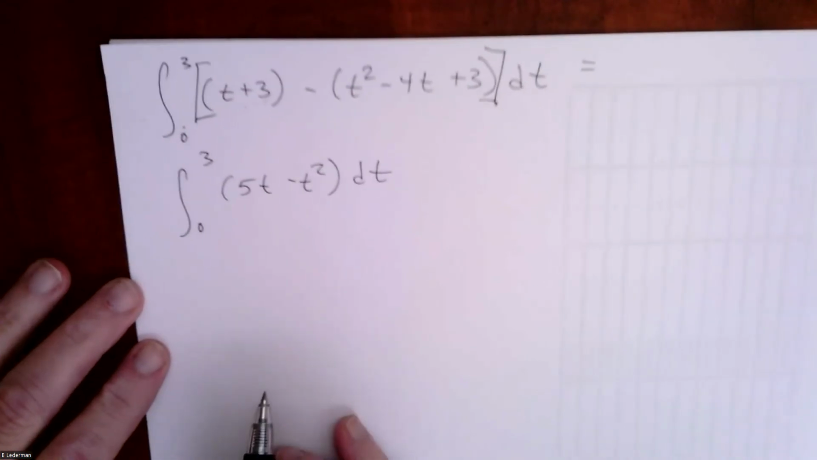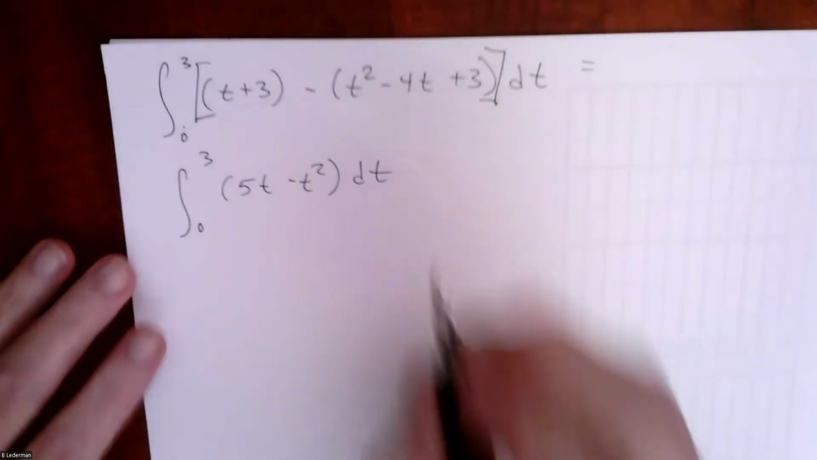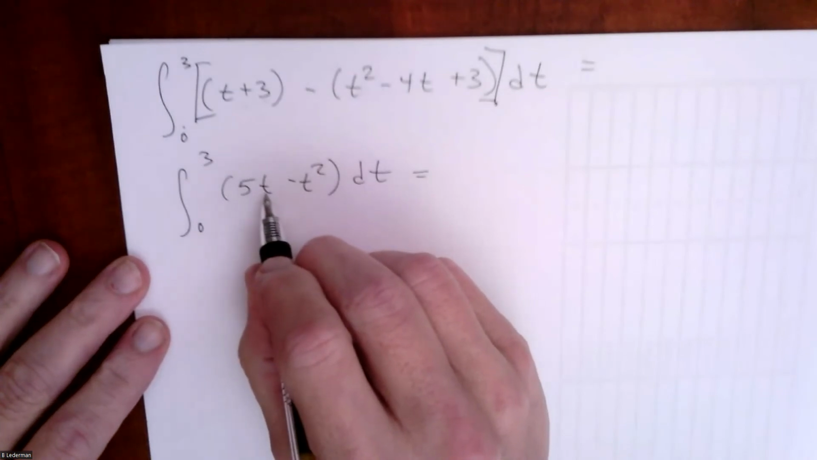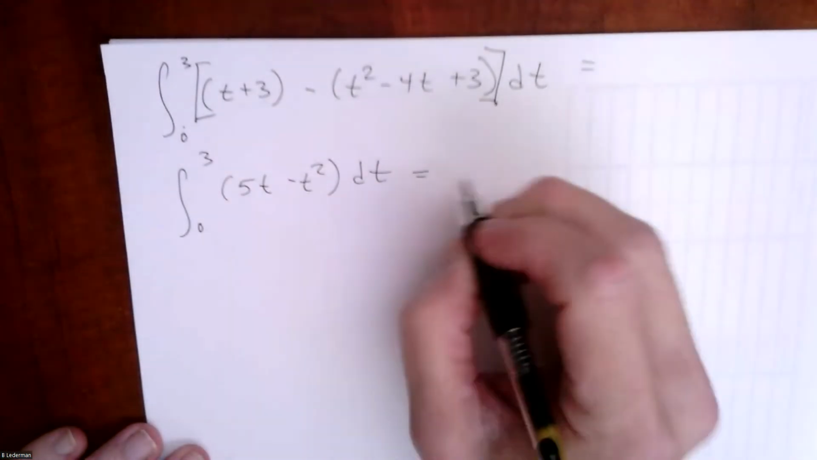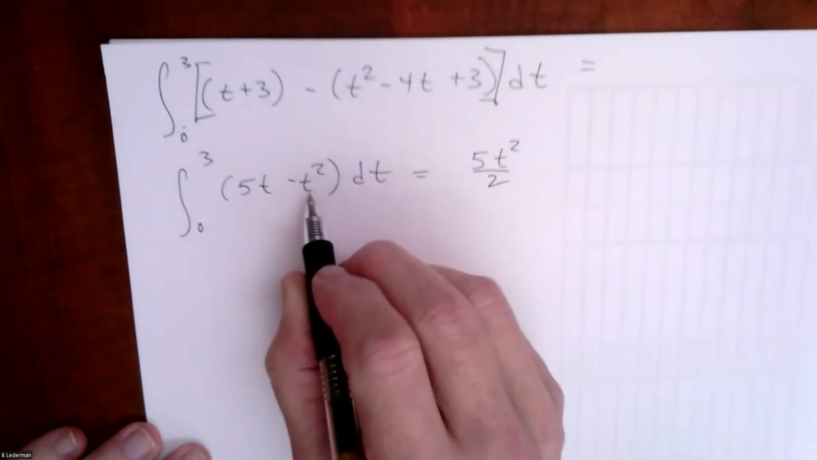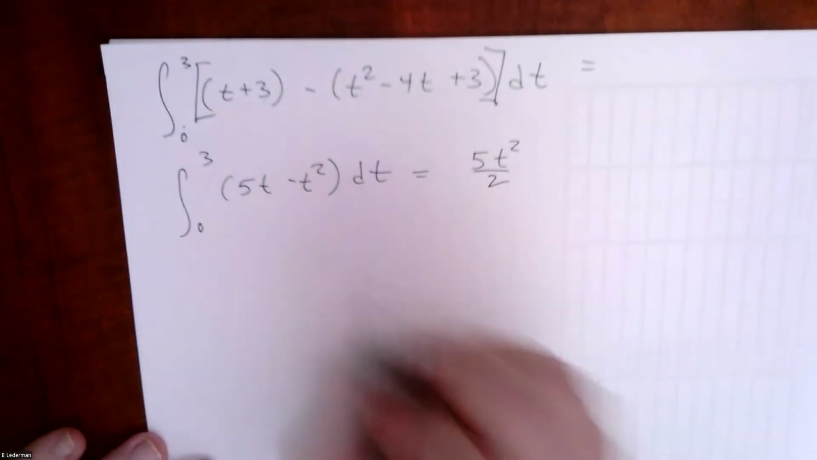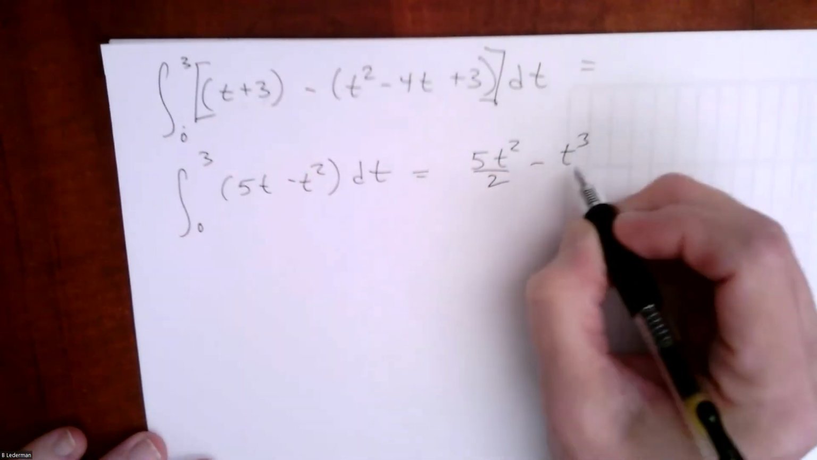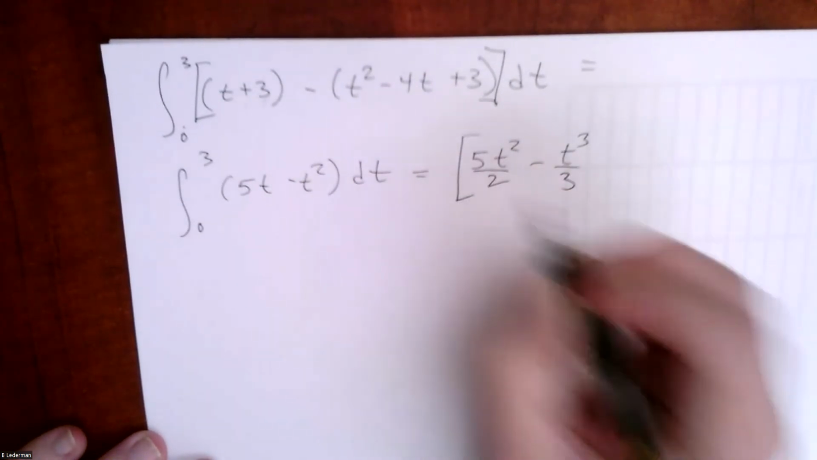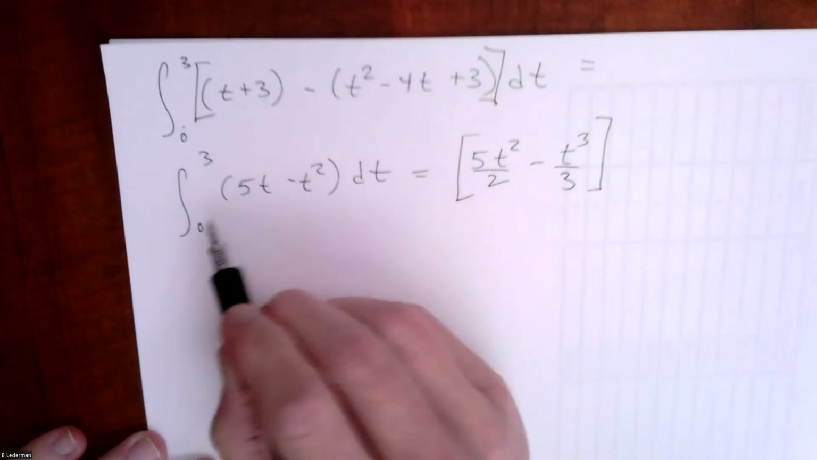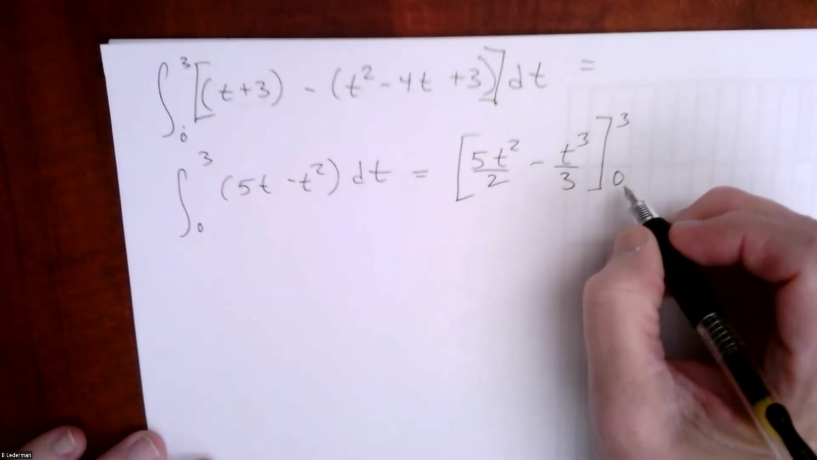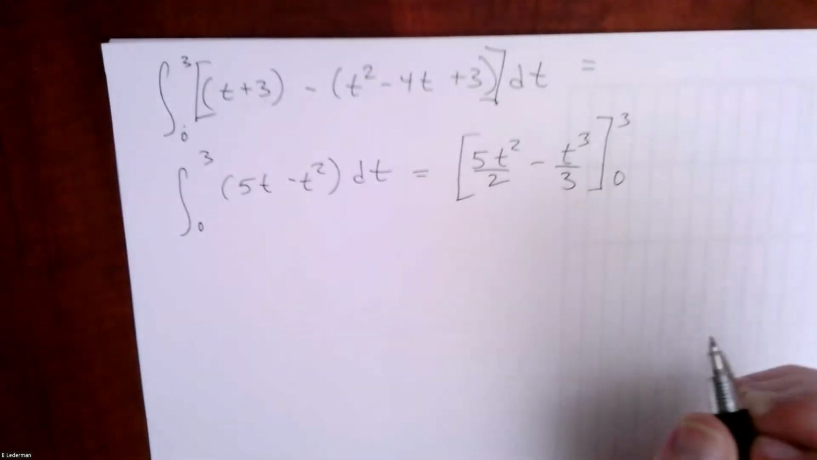And that's my integral. This is quite a simple integral to integrate. The antiderivative of 5t is 5t squared over 2. The antiderivative of t squared is t to the third over 3. I'm sorry, I said derivative, I meant antiderivative. And I'm going from 0 to 3. I love having zeros because it makes the work a lot easier.